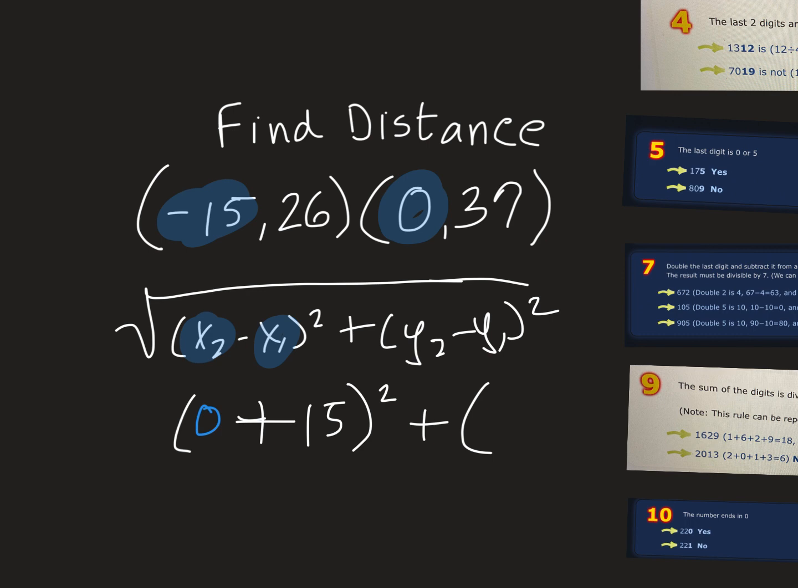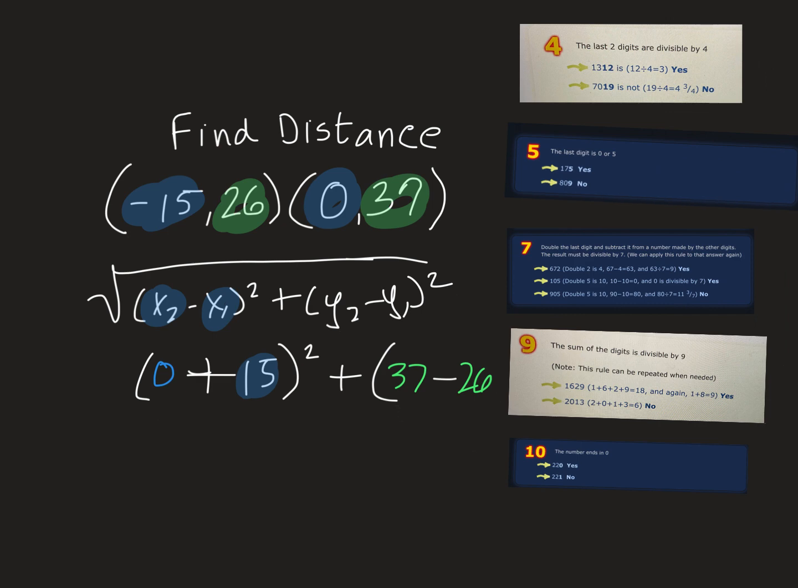So I subtracted those two x values. Now I need to subtract the two y values. So I've got to do 37, and I'm going to take away my y1. So that'll be minus 26. And again, I'm getting ready to square it in just a second. So 0 plus 15 is 15 squared.